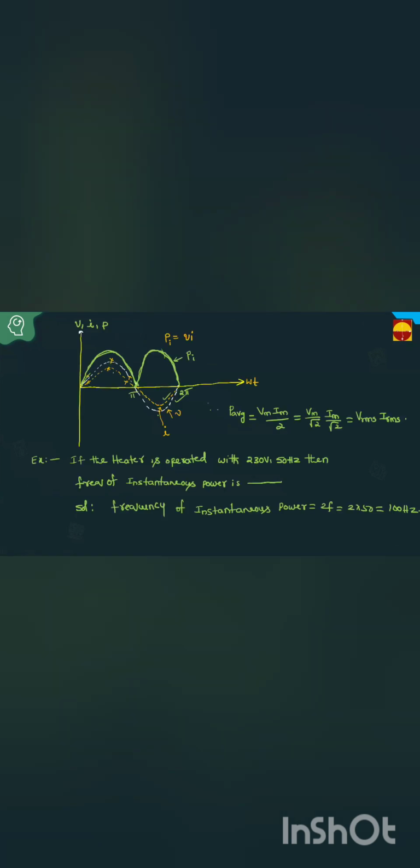The second one is a sinusoidal AC source across an inductor. How to analyze? I think you got this one. This is the instantaneous power. How did you get this? Product of voltage into current. Positive voltage, positive current, positive. Negative voltage, negative current, negative into negative, positive. That's why it is instantaneous power. That point you have to note.